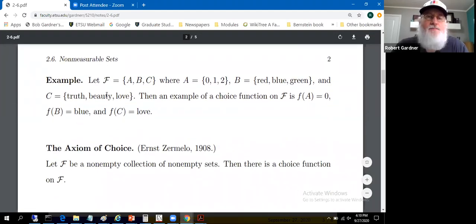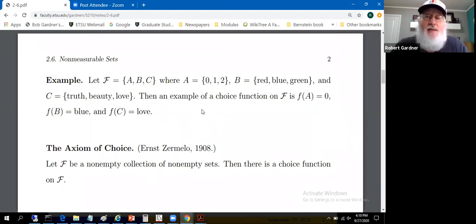Okay, a little example, a very little example. Let calligraphy F be the set of sets A, B, and C, where set A has the elements 0, 1, and 2, set B has the elements red, blue, and green, and set C has the elements truth, beauty, and love. An example of a choice function would be to pick an element of set A, say 0, pick an element of set B, say blue, and pick an element of set C, say love. So choice functions simply pick representatives of sets, as it were, elements of sets. Looks like a pretty uncontroversial thing.